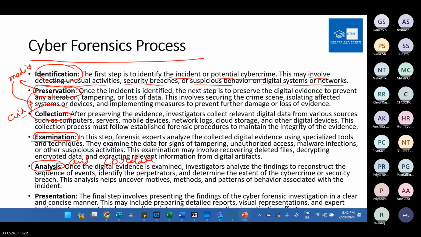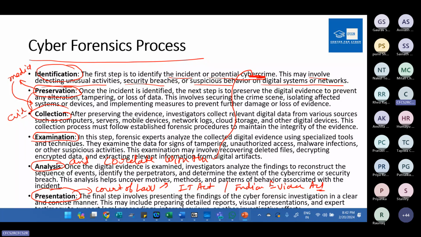correlate it with the cyber crime that happened. Understood? And then you need to prepare how you are going to present the same in a court of law, and who will help you? The IT Act, the Indian Evidence Act. Is it fine? Understood? Any questions up to this, guys?